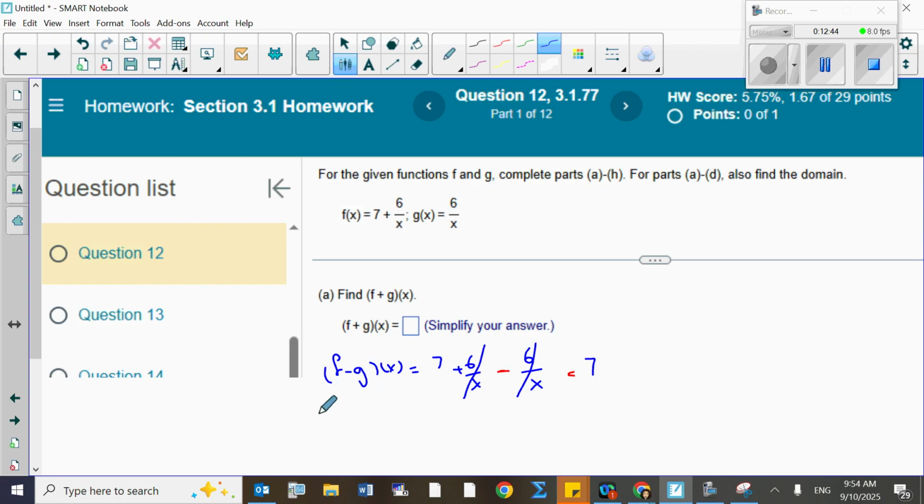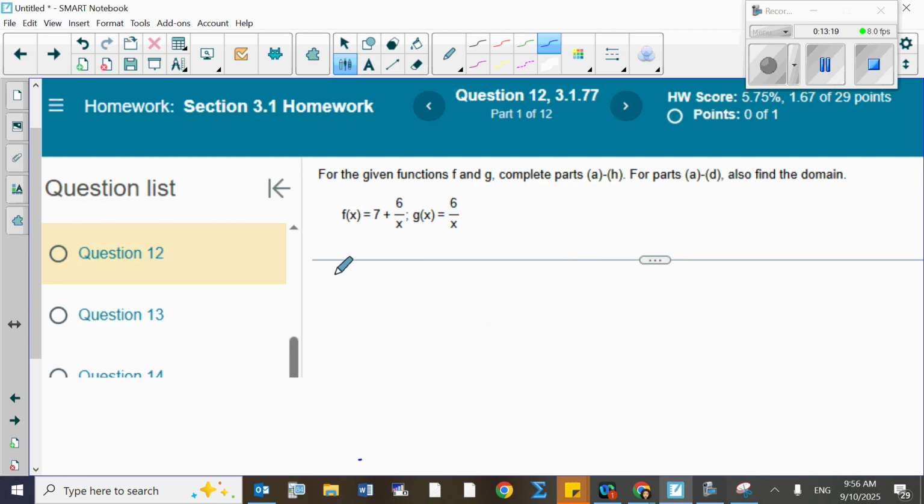Now, what is the domain? Again, domain of f minus g is domain of f intersection with domain of g. So what is domain of f? Domain of f, we said, is all x values such that x is not equal to 0. Domain of g is also the same, x not equal to 0. So the intersection of them will also be the same: all x values such that x is not equal to 0.